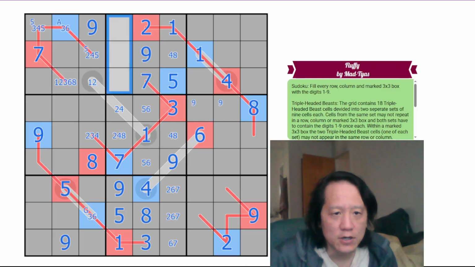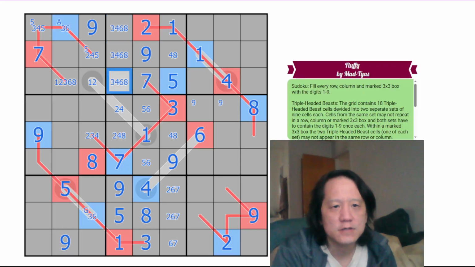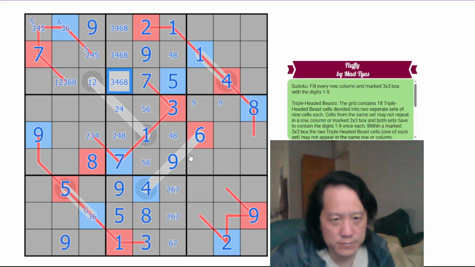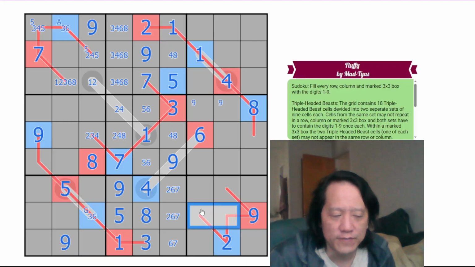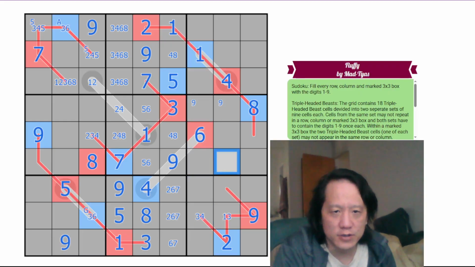Remaining digits in column 4 are 3, 6, and 4 or 8. This sum is 14. 14 is 9 or more away from 5 or less. So this can't be 2 or 5. It's 1, 3, or 4. 1 can't be here because of 1 in the column. 4 can't be here because of 4 in the column.